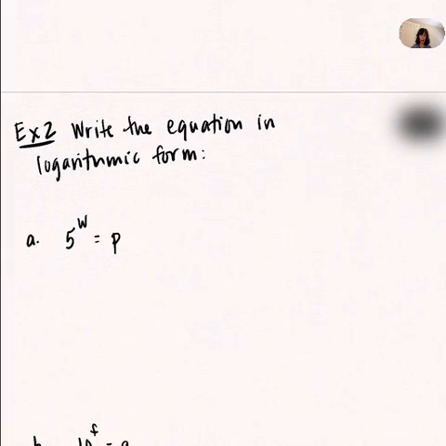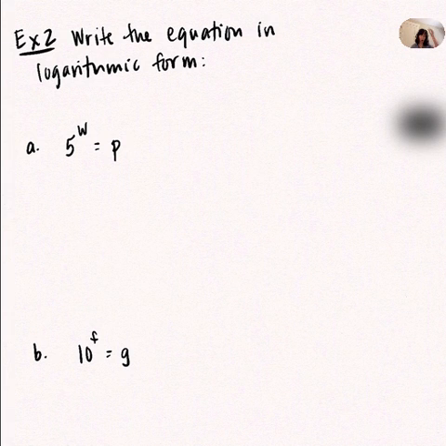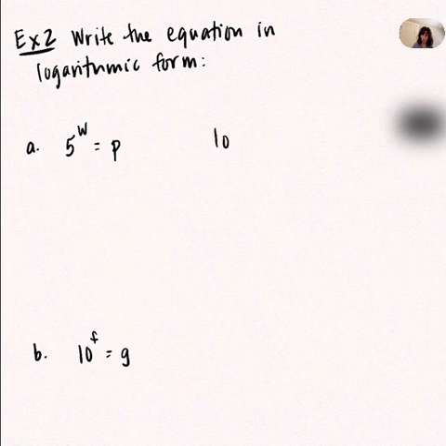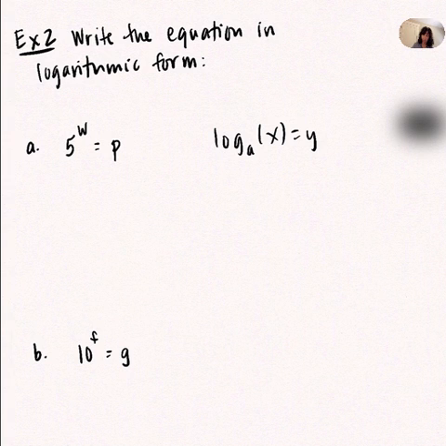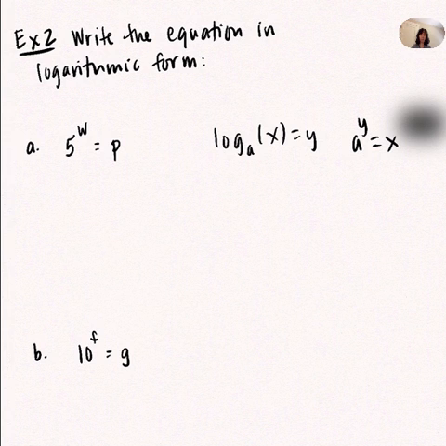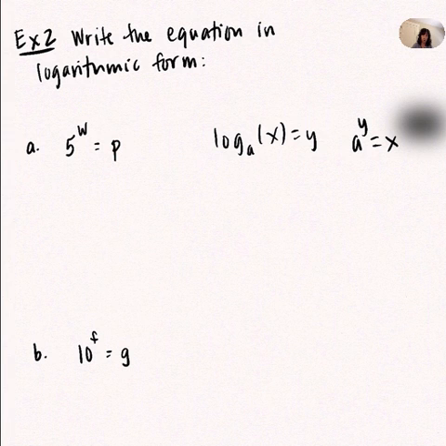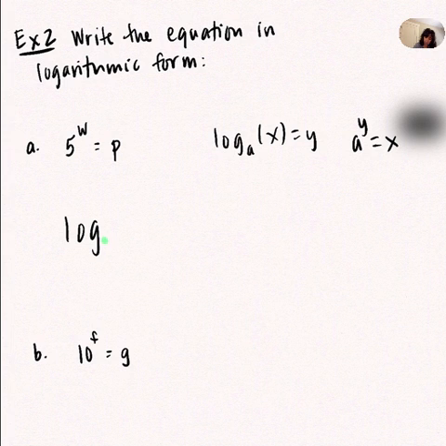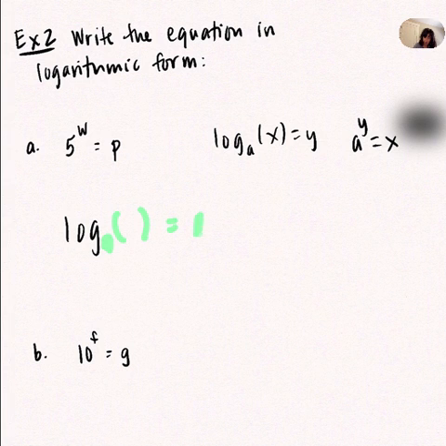Okay, so let's go the other direction. Write the equation in logarithmic form. Just to remind you, we have log base a of x equals y if and only if a to the y is equal to x. So if we want to go backwards and take this exponential form and write it as a log, we need to write log base something of something equals something. So how do we know what goes in which spot?